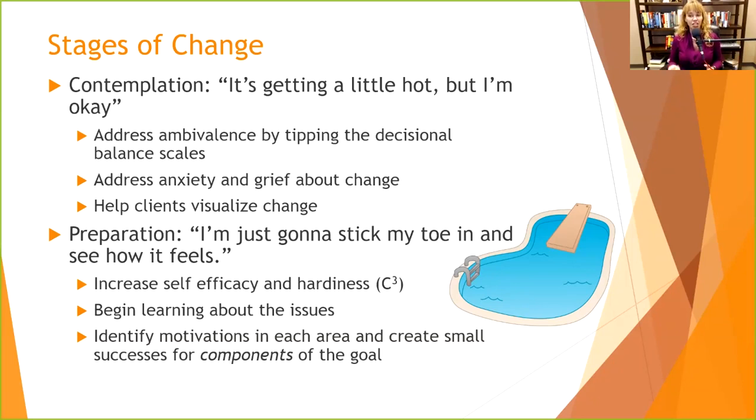Identify motivations in each area and create small successes for components of the goal. If somebody's dealing with depression, maybe they are not sleeping well, they're not eating well, and they're having difficulty concentrating, and they have no energy. Okay, that's 4 different components of that goal to be happy or to not be depressed. Well, we want to address all 4 of those. So where do you want to start? You want to start with sleep, nutrition, energy, foggy headedness, and then create the goal from there.